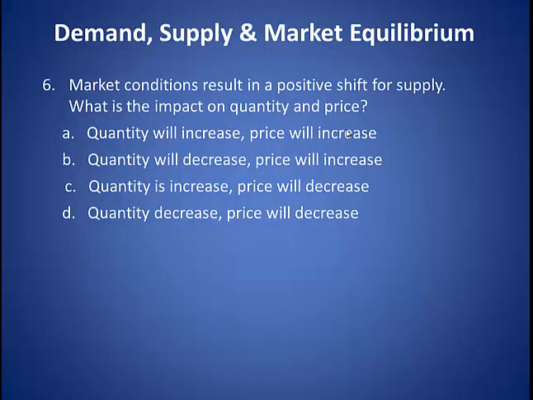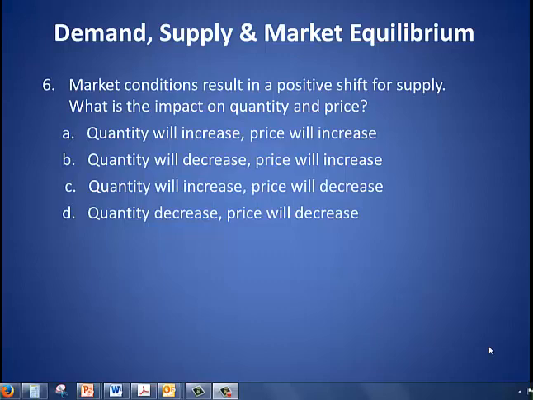Now let's try another market equilibrium problem, problem number 6. Market conditions result in a positive shift for supply. What is the impact on the quantity and price in order to achieve market equilibrium? Stop the video, go ahead, do your analysis, arrive at your answer, and when you're done, go ahead and restart the video so you can view the answer to number 6.